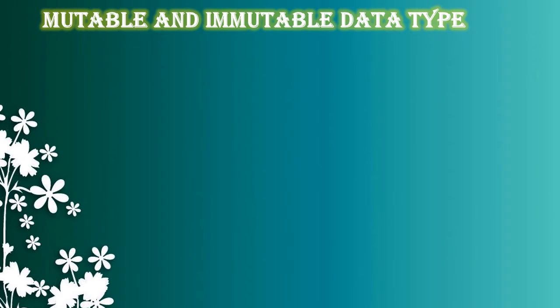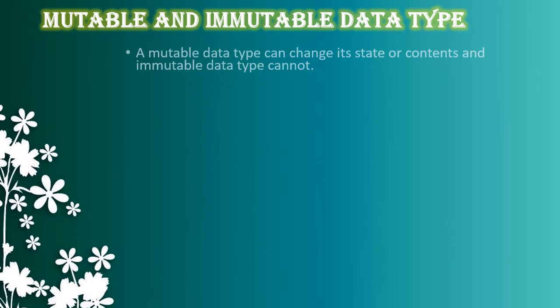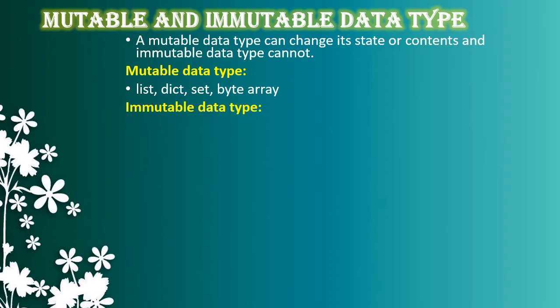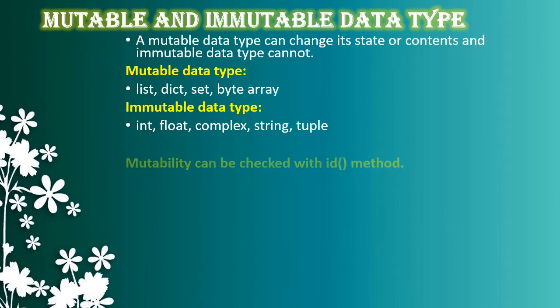And data types are divided into two types: mutable and immutable. Mutable means we can change its state and contents, but immutable means we can't change it. Mutable data types are list, dictionary, set, and byte array. And immutable data type examples are int, float, complex, strings, and tuples.